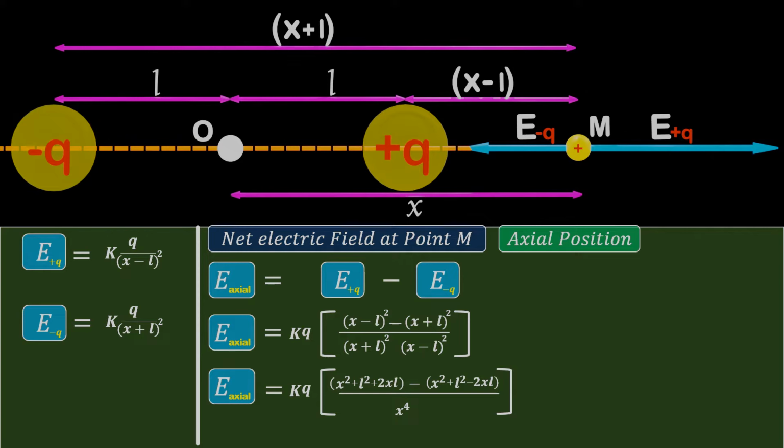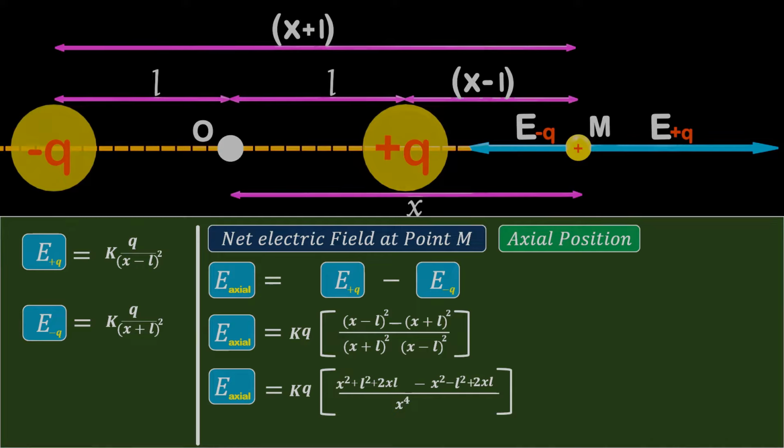Now, if we expand the numerator by opening the brackets, we will have an equation in the following form. Here x square and L square will easily become 0, and we will be left with the term 2xL plus 2xL, which simply add up to 4xL. If we express 4 as 2 multiplied by 2 and multiply it with kq, we will have 2qL.